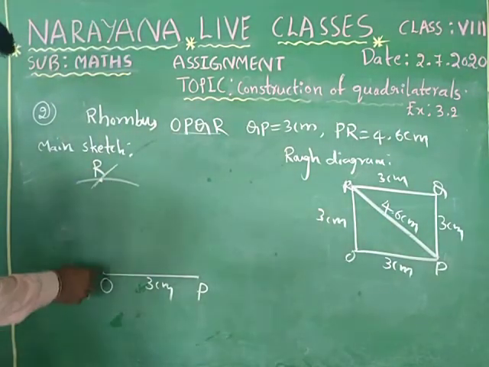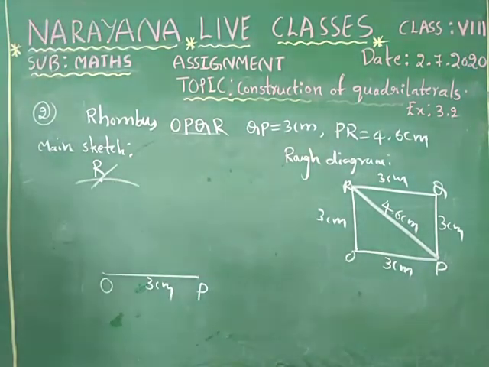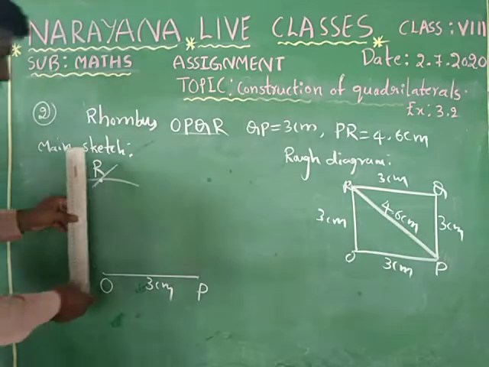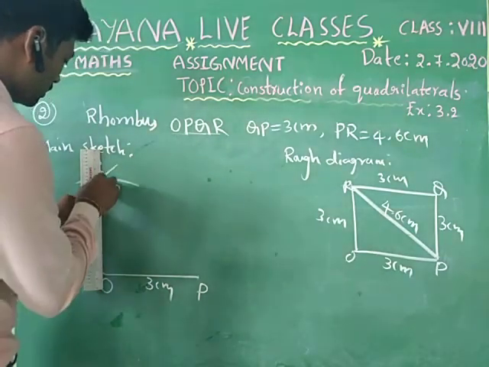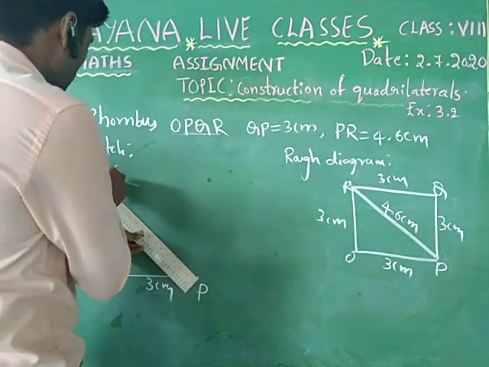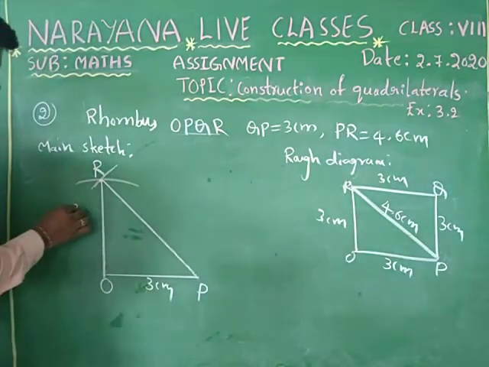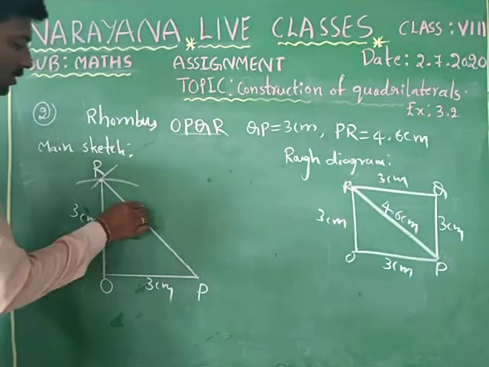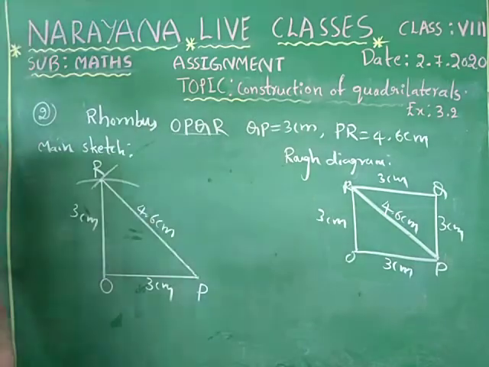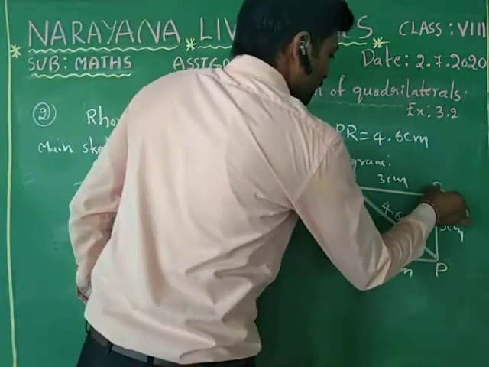Now you have to join R to O as well as R to P. Join these two points to form the diagonal of a rhombus. What about this one? It is 3 centimeters, and this is 4.6 centimeters. Now we have to identify this point Q.